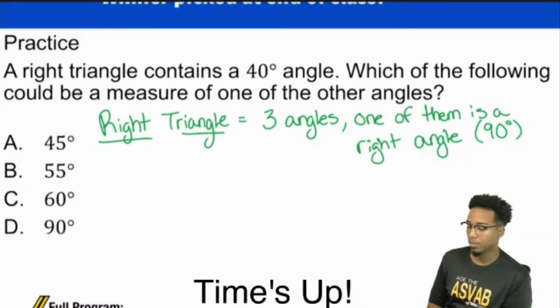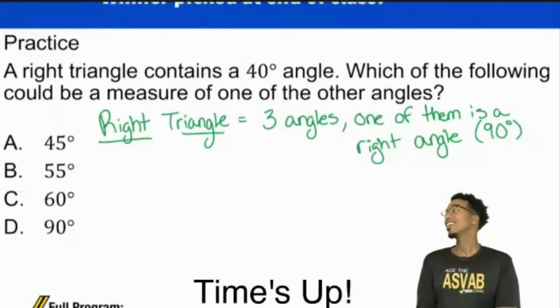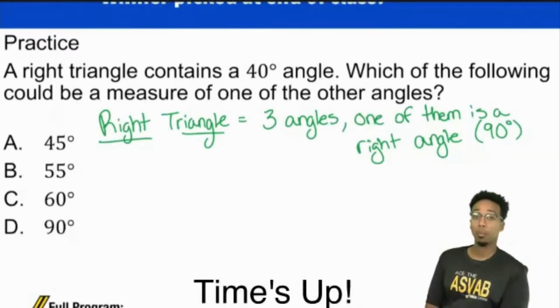Okay, I see a lot of people saying yes. Okay, cool. So y'all ain't see it yet. I can't wait for y'all to see it. So everybody, again, one of the angles in a right triangle is going to be a right angle, right? And how many degrees is that? One more time. 90 degrees, right? Okay. Is 90 degrees one of the answers?